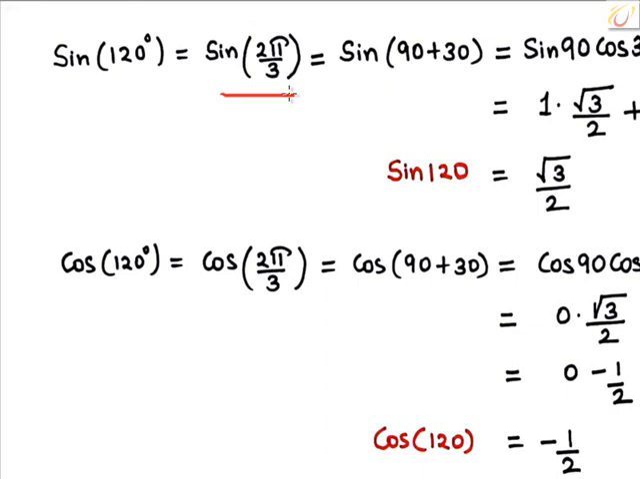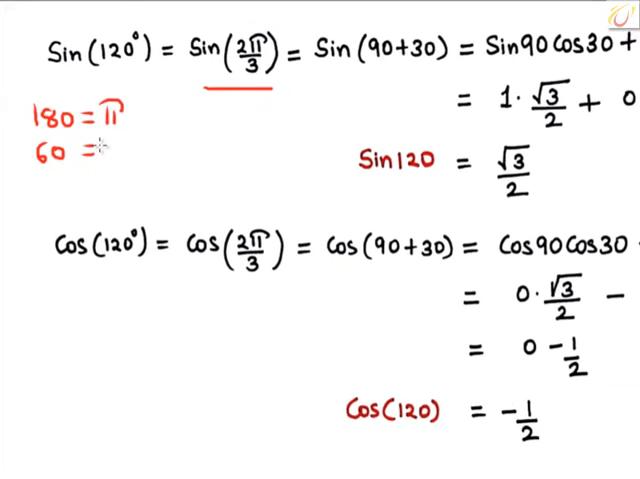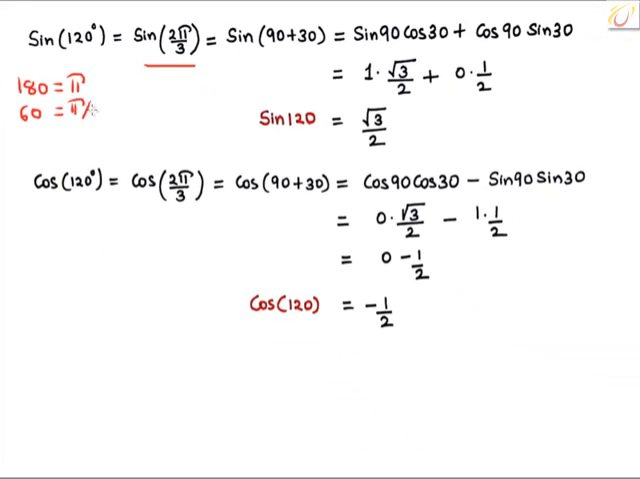As all of you know, sin 120 can also be written as sin 2 pi by 3. Again, how to go about this? 180 degrees is pi. So 60 will be 180 by 3, that is pi by 3. So 120 will be 2 pi by 3.